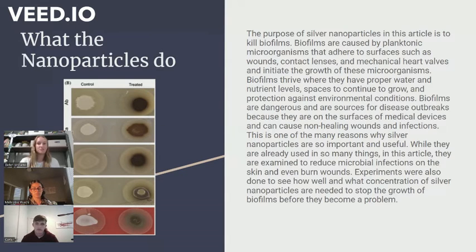Biofilms are dangerous and are sources for disease outbreaks because they are on the surfaces of medical devices and can cause non-healing wounds and infections. This is one of the many reasons why silver nanoparticles are so important and useful. While they already are used in so many things, in this article they are examined to reduce microbial infections on the skin and even burn wounds. Experiments were also done to see how well and what concentration of silver nanoparticles are needed to stop the growth of biofilms before they even become a problem.